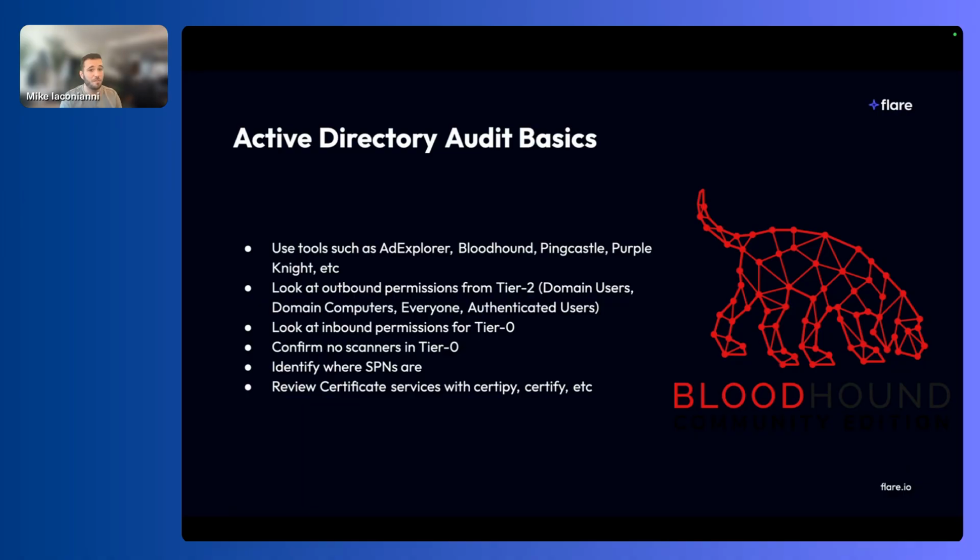This is super simplified, but we would take those tier 2 groups, tier 2 users. We would look at their outbound permissions. So if I land as a domain user, what do I have access to? Can I write to GPOs? Where can I RDP to? Can I execute DCOM somewhere? Do I have GenericWrite, GenericAll, anything? So that's the first one with it.